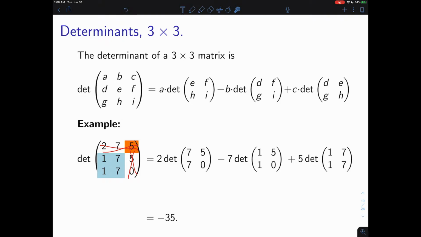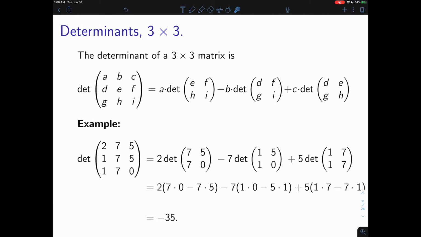If you want to pause the video and just do that step yourself, this 2 by 2 determinant is multiply those entries, that's called the main diagonal, 7 times 0, and then subtract the opposite diagonal, 7 times 5. Come to this 2 by 2 determinant, multiply the main diagonal, 1 times 0, subtract the opposite diagonal, 1 times 5. And then in our last matrix, we multiply the main diagonal, 1 times 7, and then subtract the opposite diagonal, 7 times 1.